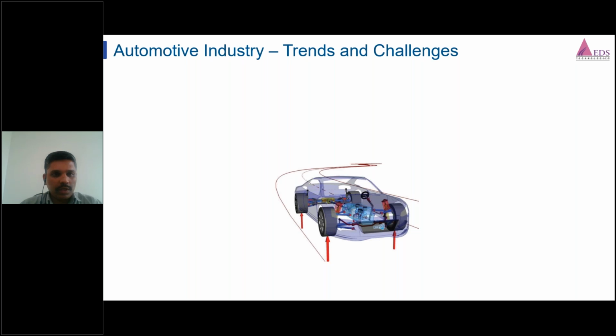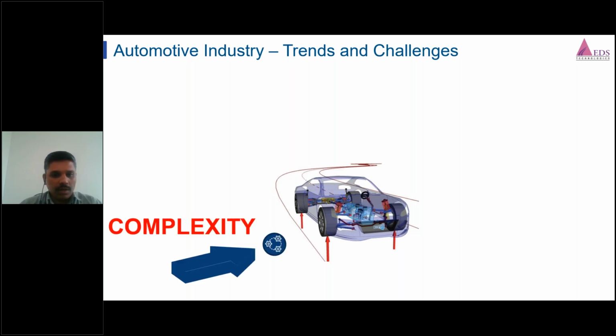Now let's begin with the automotive industry trends and challenges. The first challenge is complexity. Modern vehicles are mechatronic systems with continuously increasing complexity, and it's a huge technical development challenge to innovate and deliver an outstanding, exciting, and competitive vehicle product.